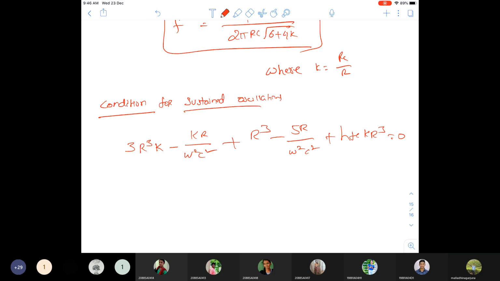Okay, what is Barkhausen criteria? What are the conditions? Sir, imaginary part should be 0 and the real part. Barkhausen criteria.